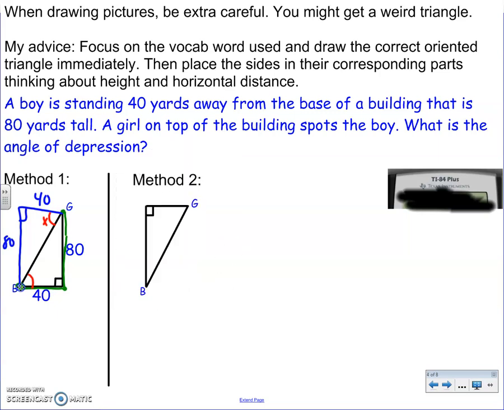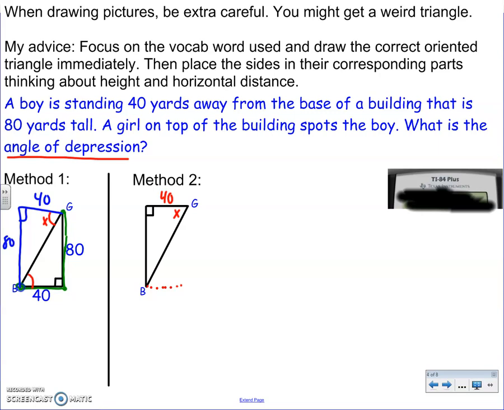What I recommend is this. My preferred method, method 2, is the moment I see the words angle of depression, I draw an upside down triangle like that. So I know that here's the angle of depression right here, that's X. Now it says the boy is standing 40 yards away from the base of the building. That just means horizontal distance is 40. So the 40 goes right here. It's kind of weird the 40 is in the air, but it's actually the same as this dotted line right here.